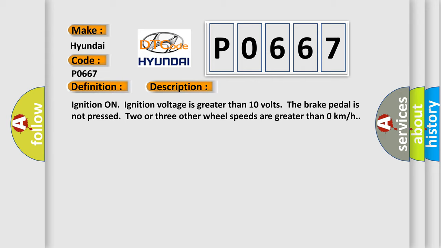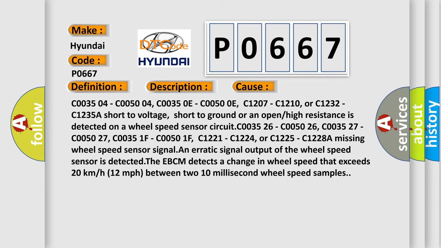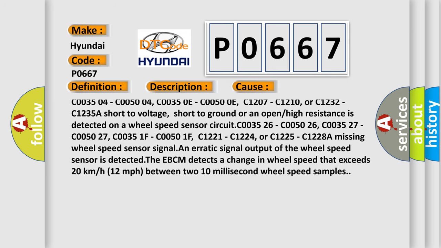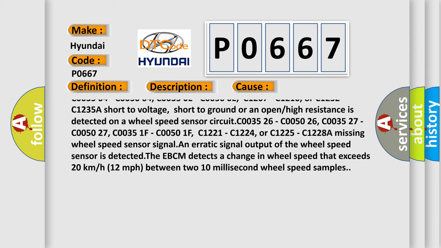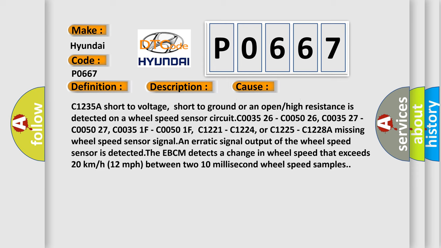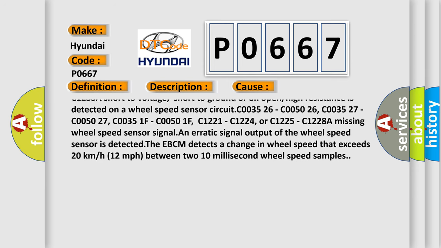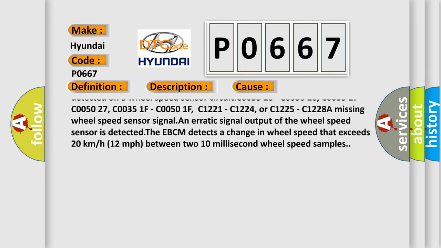This diagnostic error occurs most often in these cases: C0035-04, C0050-04, C0035-0E, C0050-0E, C1207, C1210, or C1232, C1235. A short to voltage, short to ground, or an open or high resistance is detected on a wheel speed sensor circuit.